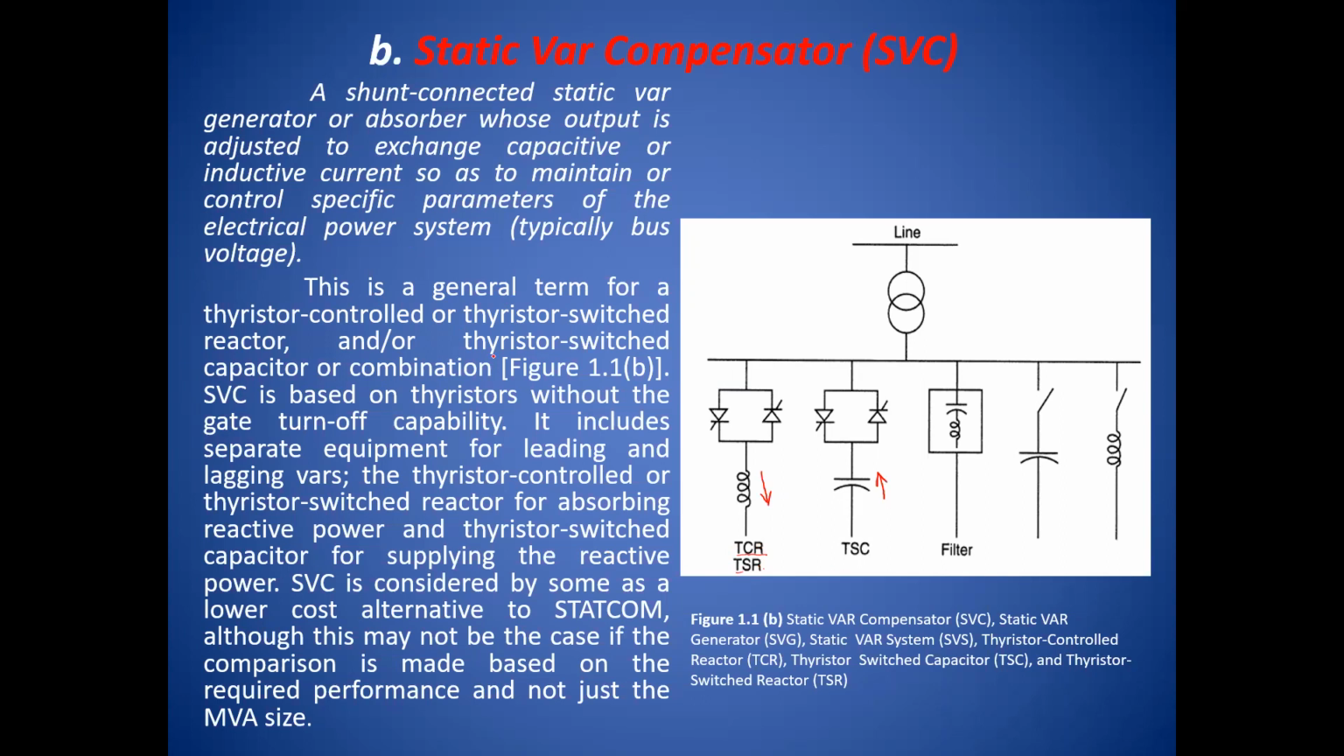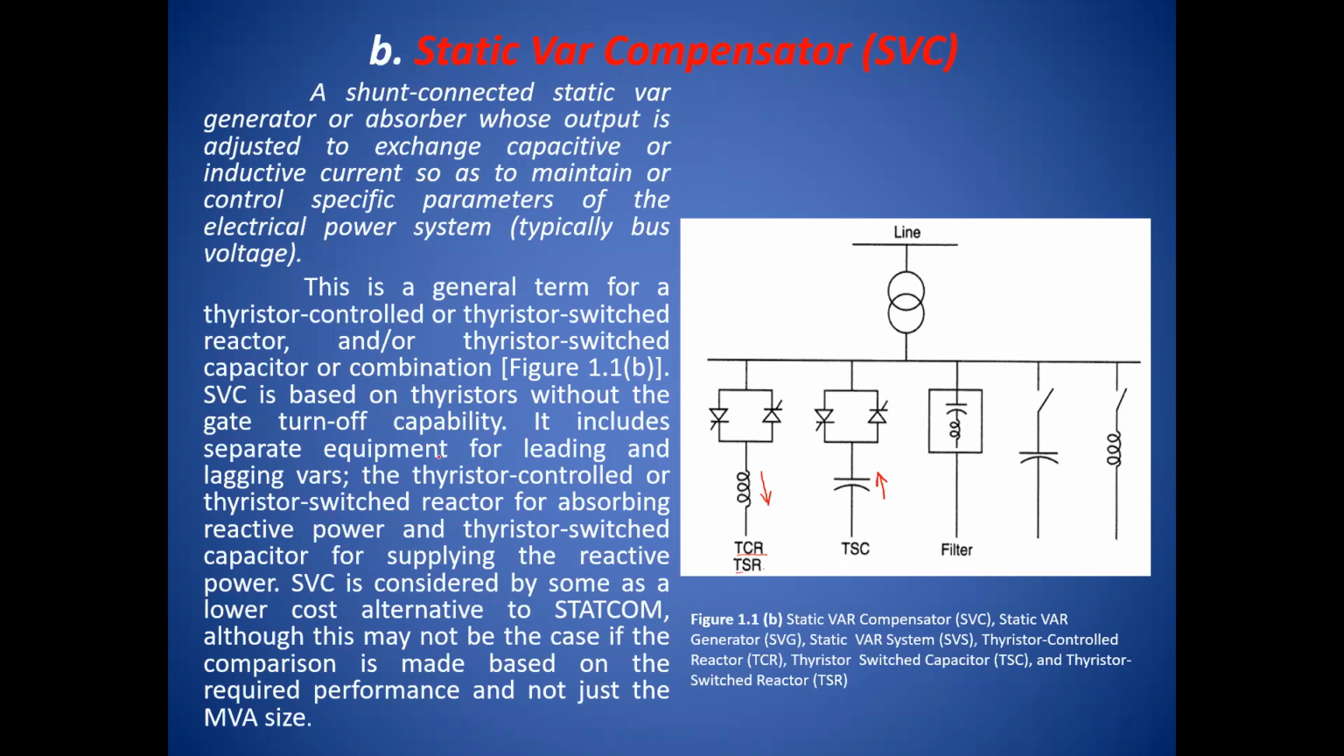What is the difference? We see one by one. Alternatively, it is a thyristor switched capacitor or a combination of control and switch. Means it can be switched in steps, say 100 kVAR, 200 kVAR, 300 kVAR. So there is a switching, with the help of either a thyristor switched capacitor or a thyristor controlled reactor.